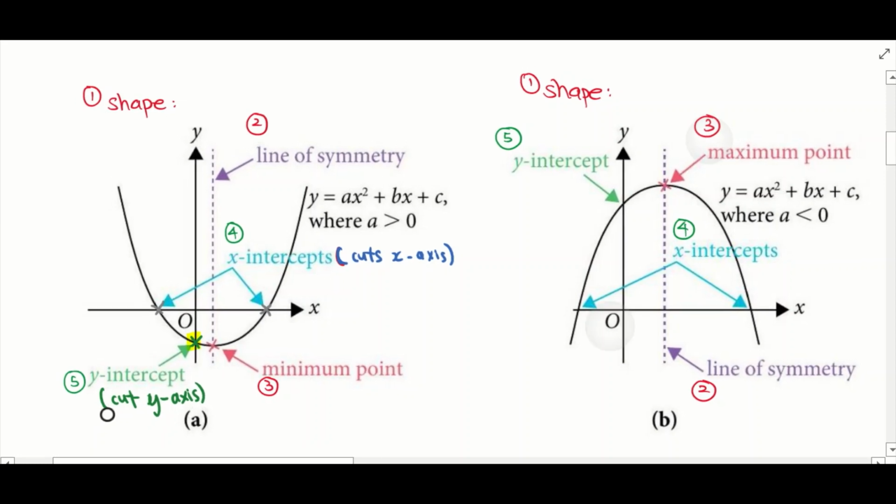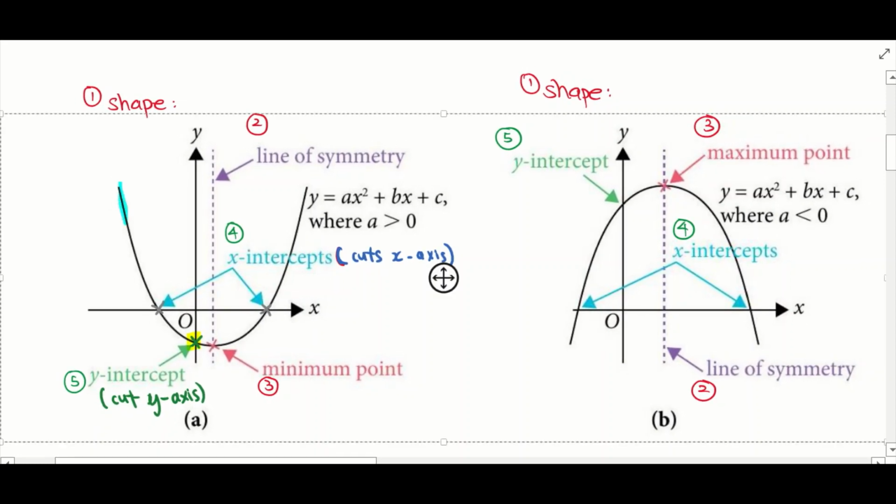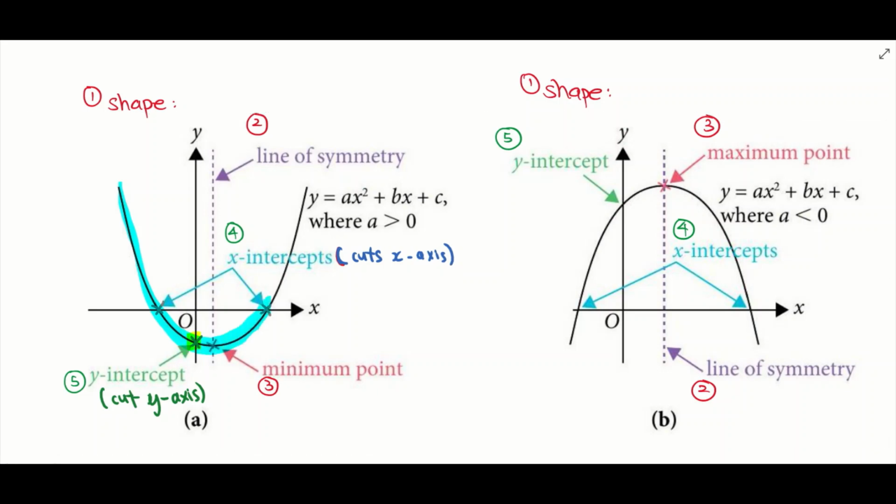So when we come to these two shapes, these are considered quadratic. I'm highlighting my quadratic curve. So these are the two shapes. Who is the smiling one? The left one, okay? Yes, the smiling one is the one with the minimum point. Very good.